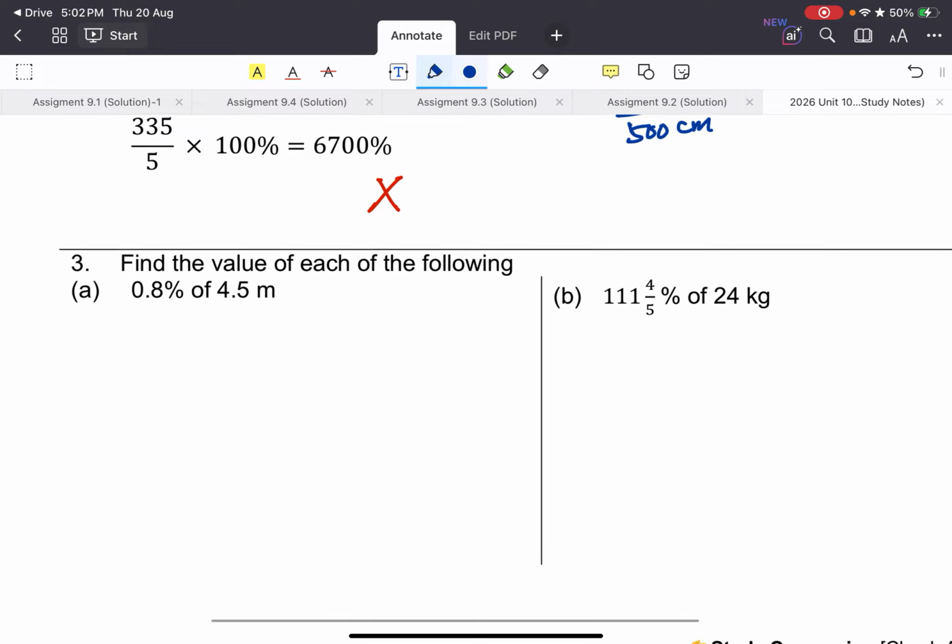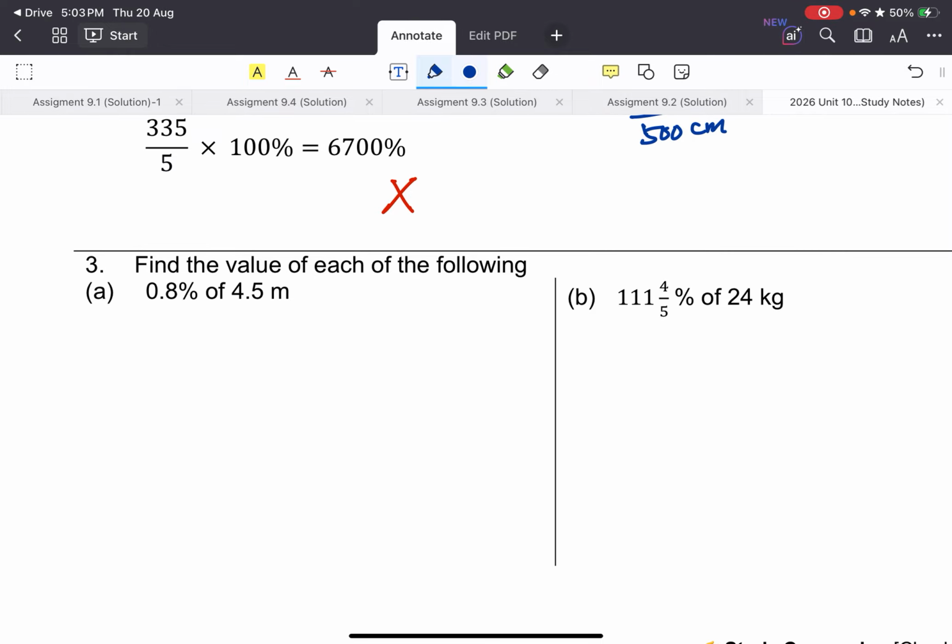Okay, next one. Find the value of each of the following. So now we straight up just find a percentage of a value, right? So we can do that. So 0.8% of 4.5, we actually multiply by 4.5 to get that, right, meters. So what we have is 0.8 over 100 times 4.5 meters, right? And this works out to be 9 over 250 meters.